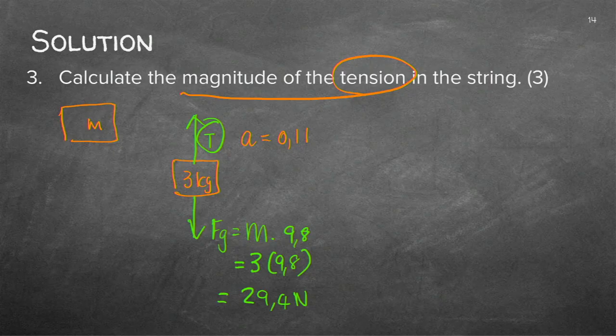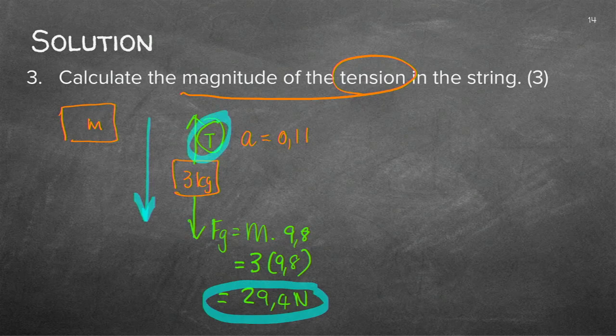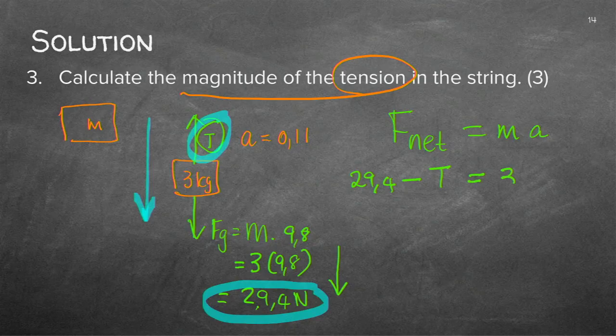In which direction is the system moving? Quickly have a look. It's moving downward. Therefore, this is greater than T. So you write down Newton's second law. Newton said the net force will accelerate the mass. The net force is the difference between the T and the 29.4. Because it's moving down, 29.4 minus T is accelerating the 3, and I've got that acceleration. Minus T is then minus 29.07, and T is thus 29.07.